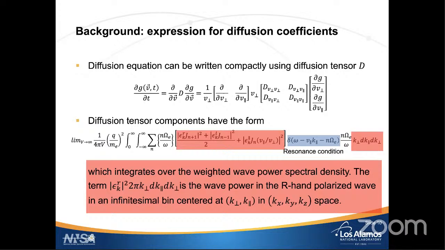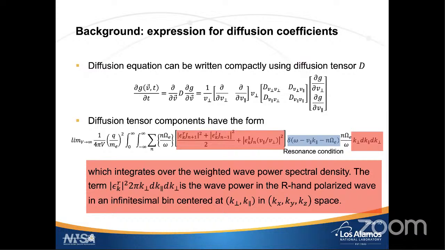So the diffusion equation can be written in an incredibly compact form, as shown in the first equation here, where the matrix of diffusion coefficients is called the diffusion tensor. Each of the four terms in the diffusion tensor has a form like that in the second equation on the slide. Again, the delta function represents the resonance condition, and we still see the integration over k perp and k parallel. However, here I have expanded the terms for the Fourier components of the electric field vector so that you can see that only the squared quantities of the left-hand, right-hand, and parallel components of the electric field distribution contribute.